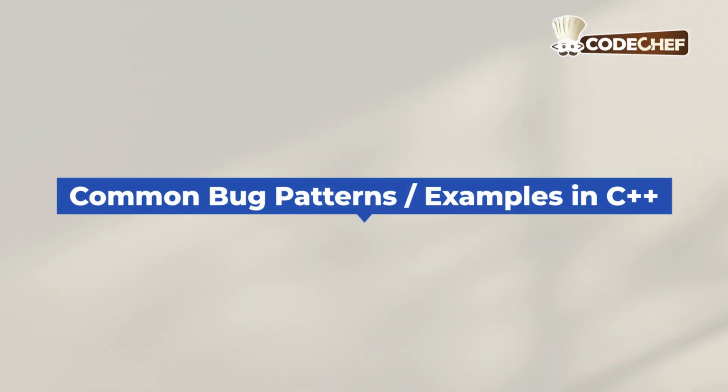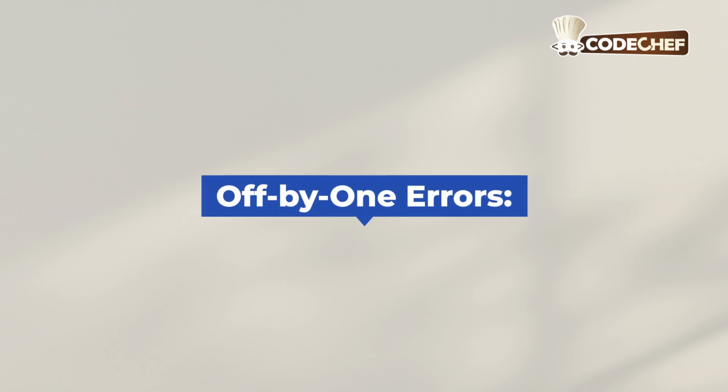Now let us discuss some common bug patterns or examples in C++. First one is off by one errors.